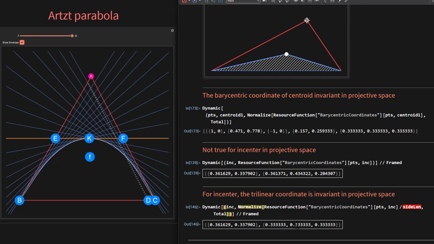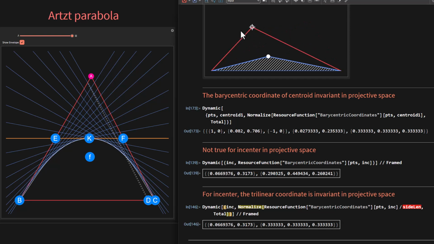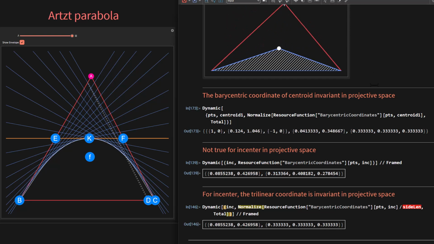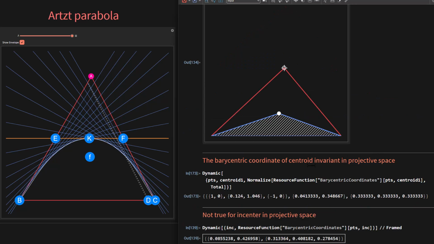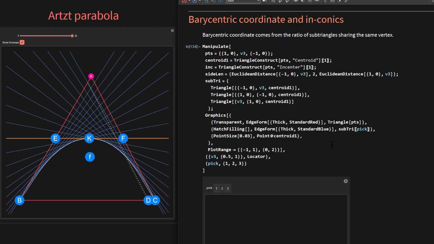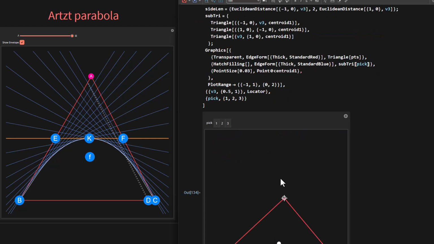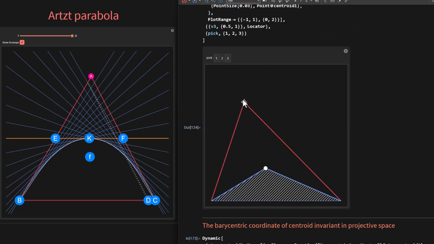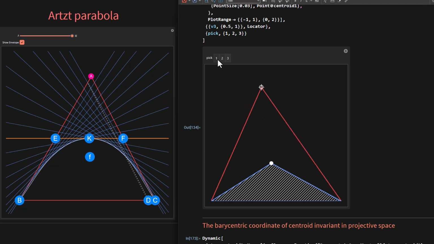You can see the 0.3, so 1/3 is invariant for the incenter. So where does the barycentric coordinate come from? It comes from the ratio between subtriangles inside a reference triangle, and all the subtriangles share the same vertex. For example, in the centroid case, I have 3 triangles, 1, 2, 3.